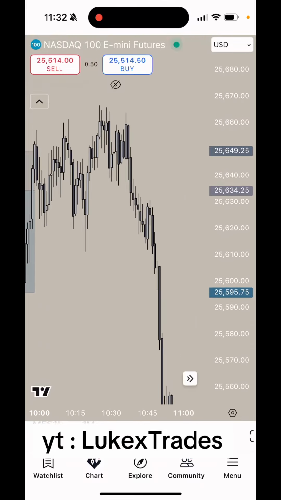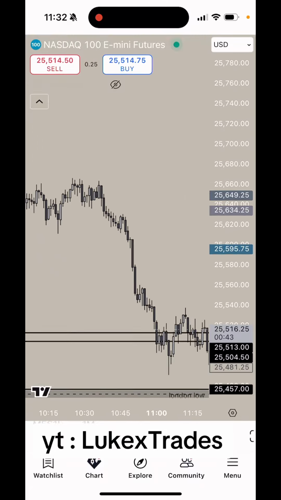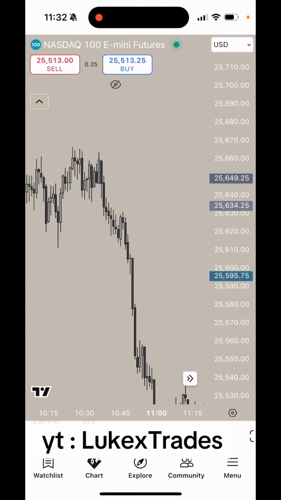Unfortunately, missed the other long. We chopped for so long, and I just didn't want to take an entry on that. But obviously, that would have been an insane short. So it sucks that we didn't get it.